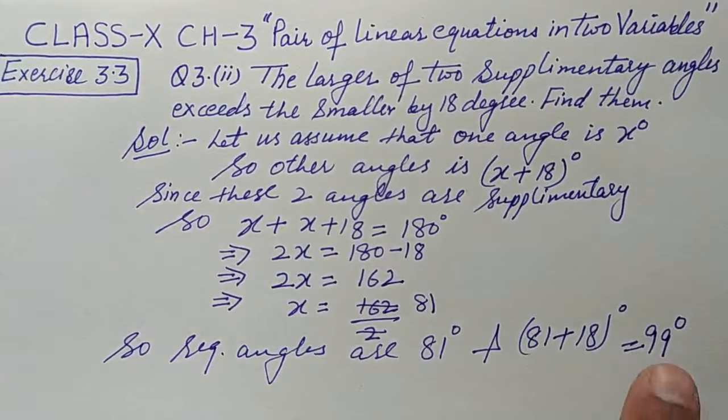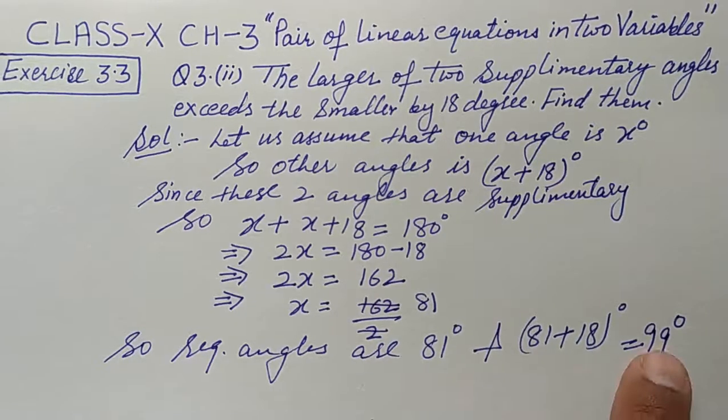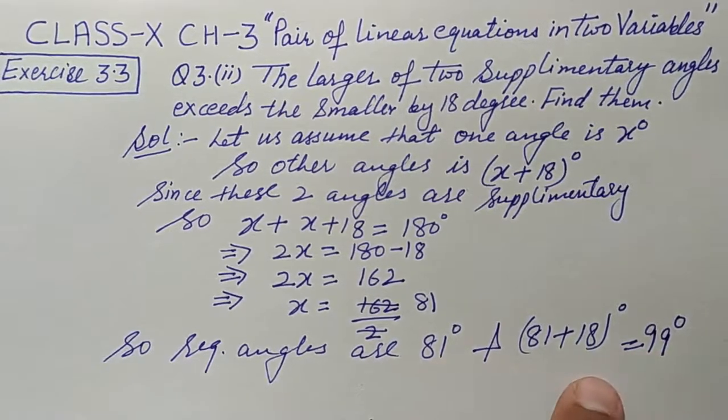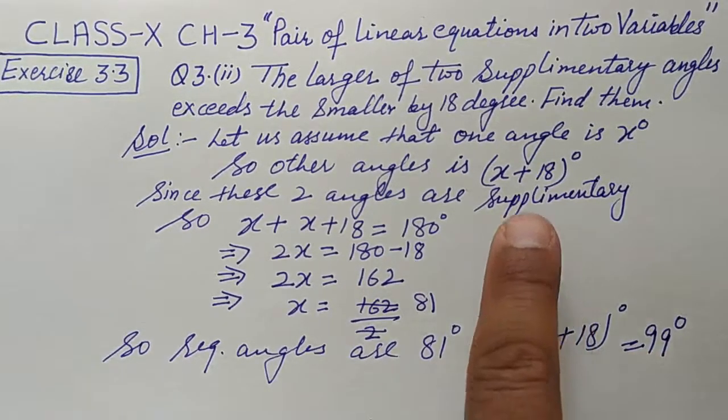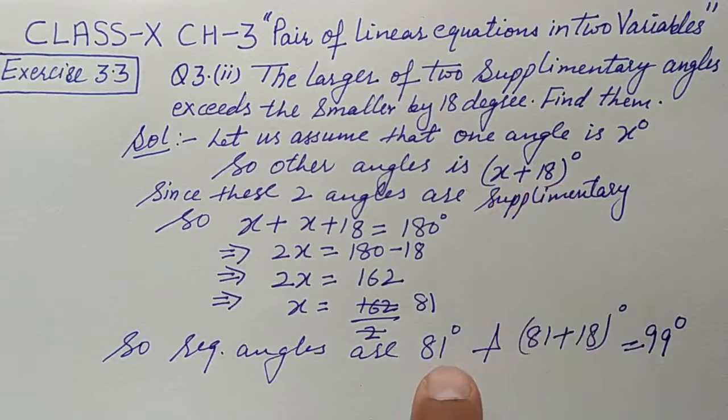You can check their sums also. So 81 plus 99 is 180, so it is also checked, and one angle is 18 more than the other. So this angle is 18 more than this angle. So we can check our answers also. So this way we can do it.